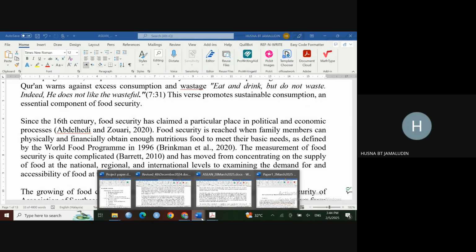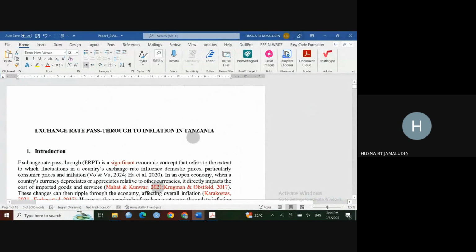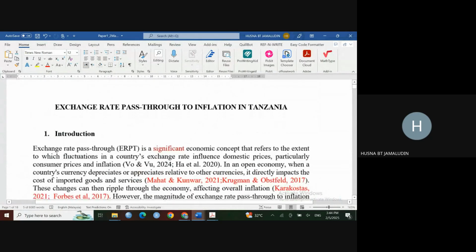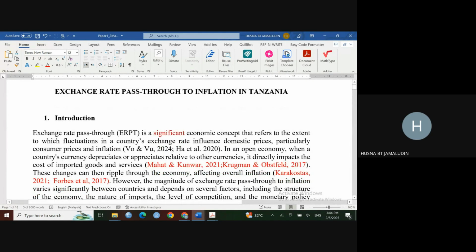Okay, let me show another paper. What is it about? The topic is about exchange rate pass-through to inflation in Tanzania. Because maybe many people don't know what exchange rate pass-through is, right? This is a concept in economics.